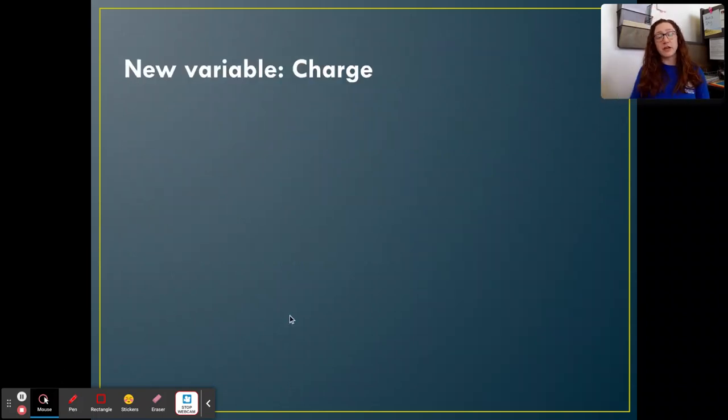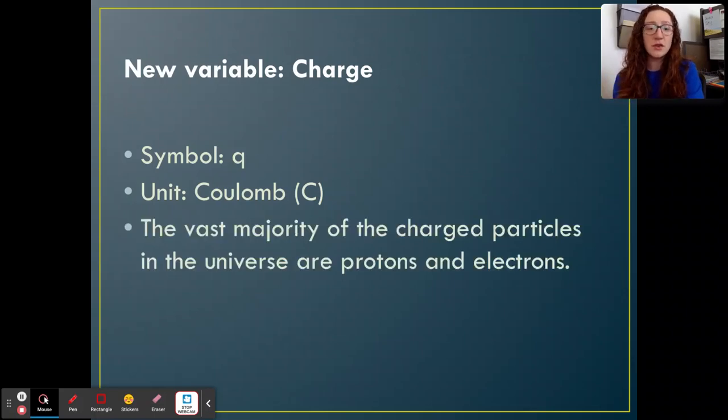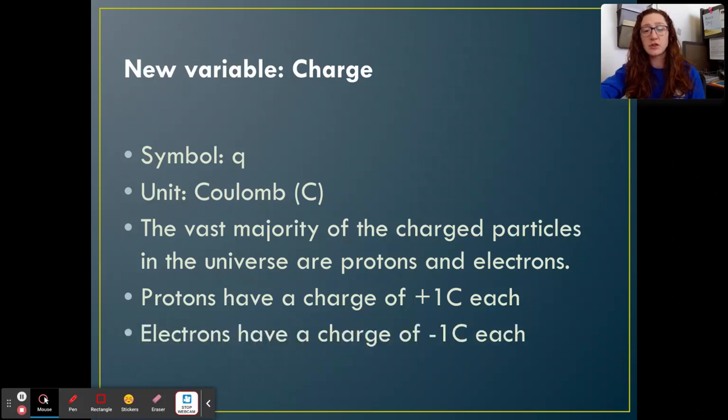All right, so we have a new variable, and this variable is called charge. It's noted by the symbol Q, a lowercase q, and the unit is the coulomb, capital C. We need to know that the vast majority of charged particles in the universe are protons and electrons, and really the only ones we actually care about are protons and electrons. If you care about quarks, you'll take a higher level physics class or other science class. So protons and electrons. Protons have a charge of +1 coulomb each, and electrons have a charge of -1 coulomb each. Nice round number. Just remember, protons are positive, electrons are negative.